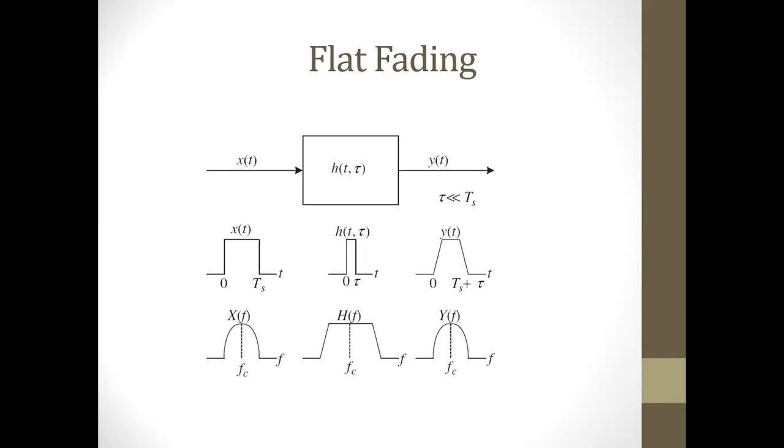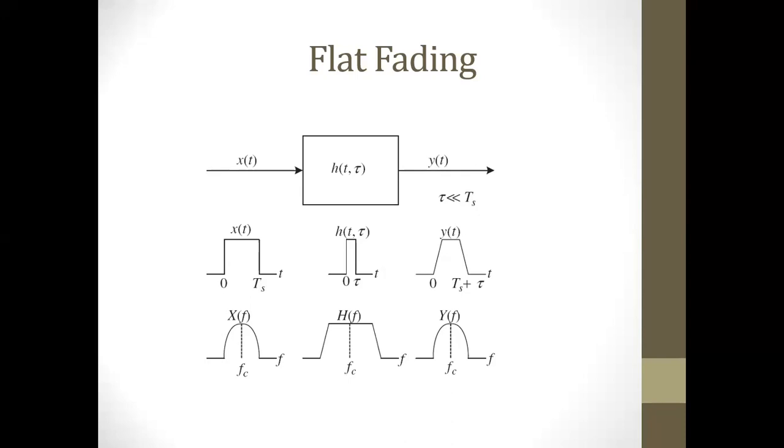Now, H(f) has the same value over the whole range of the bandwidth of the input. It has a flat level. At the top, it has a wide flat level. Flat level means the same amplitude level for H. So it has a wide flat level around fc.